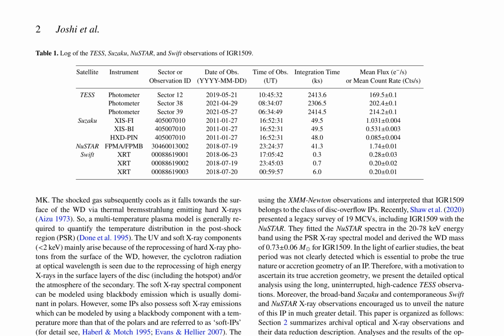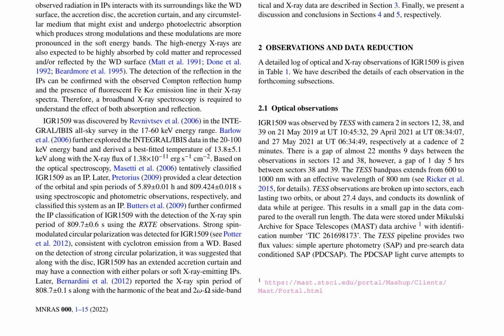The paper presents a detailed analysis of archival optical and X-ray observations, including data from TESS, Suzaku, and NuSTAR. TESS observations were conducted in sectors 12, 38, and 39, with a cadence of 2 minutes, providing uninterrupted high-cadence light curves crucial for probing the true nature or accretion geometry of IGR 1509. X-ray observations include Suzaku and NuSTAR data, which were used to fit the PSR X-ray spectral model and derive the white dwarf mass of 0.73 plus or minus 0.06 solar masses.